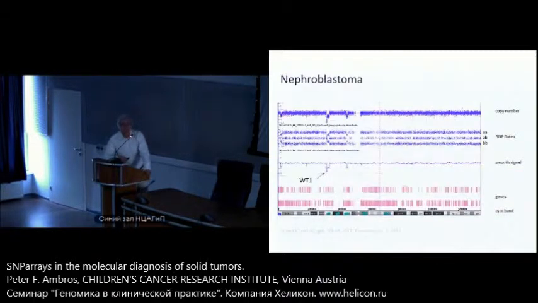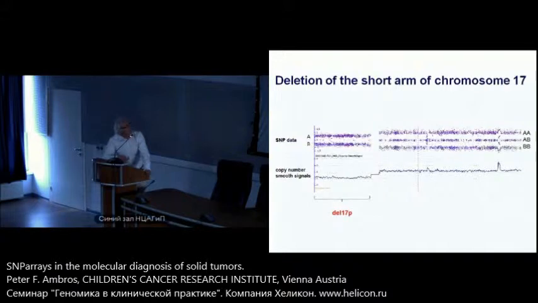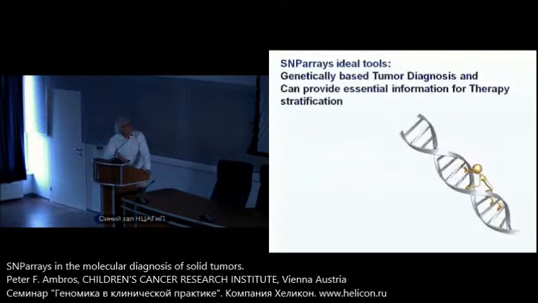And nephroblastomas, otherwise known as Wilms tumors, where this tumor is frequently associated with a deletion of the WT1 gene. And here is a homozygous deletion of this gene. And another nephroblastoma with a deletion of the whole arm of chromosome 17, resulting in loss of p53 function.